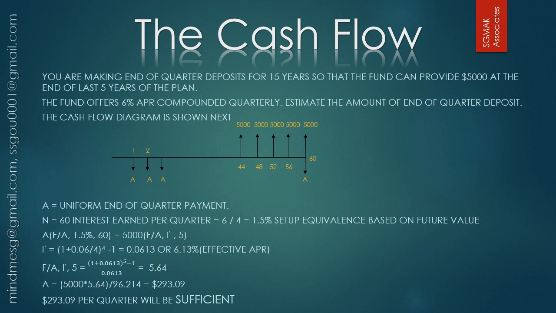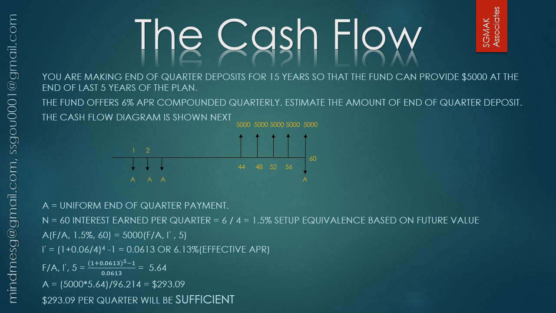So what you want to do, as the problem is stated, is make a quarterly deposit, 4 times a year, of a uniform amount, to build a fund that will give you $5,000 each year, at the end of year, for the last 5 years of the plan. So this is a 15-year plan. So in 15 years, you want to build a portfolio by depositing a quarterly amount, and that will give you $5,000 at the end of each year over the last 5 years. So the question is, how much money should you deposit every quarter?